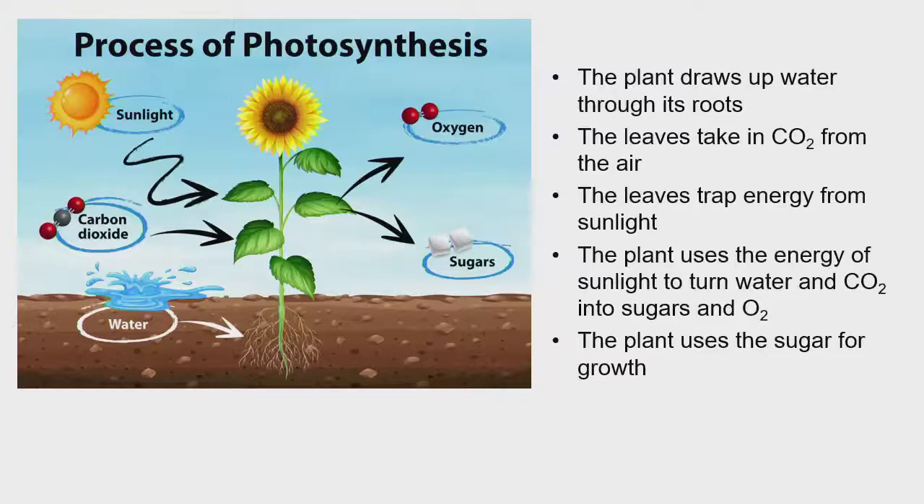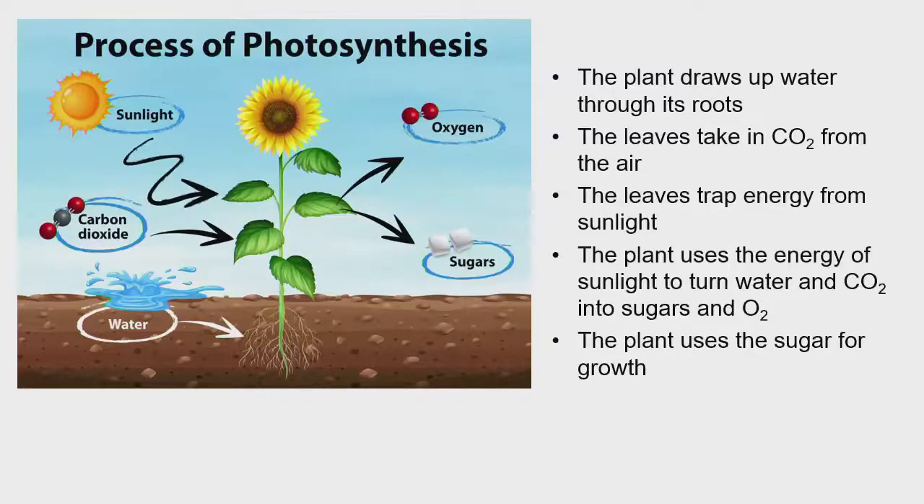So for the process of photosynthesis, you should be able to analyze the process of photosynthesis in plants, and you should be able to name the end products of photosynthesis, that is oxygen and sugar.